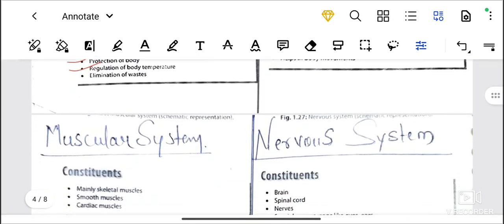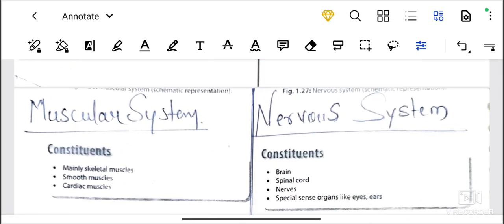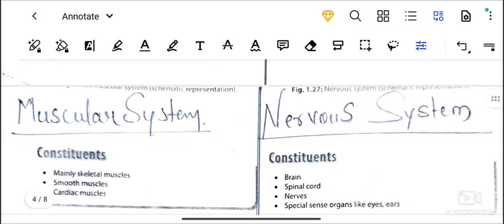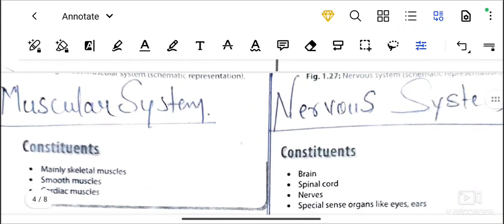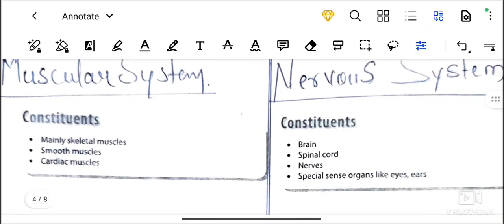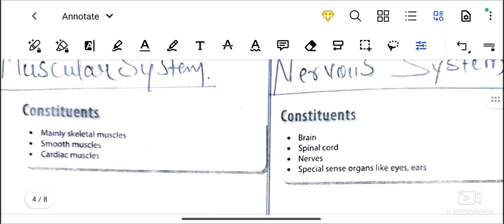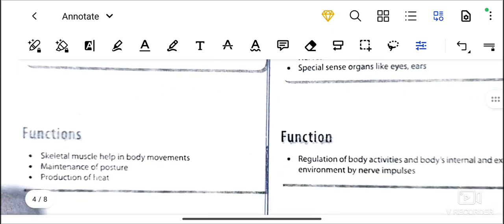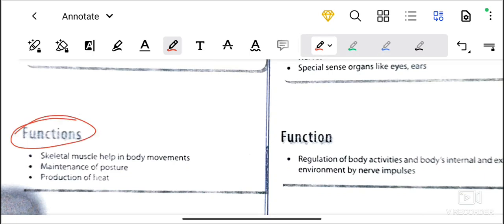The next system is the muscular system. The muscular system mainly contains skeletal muscles, smooth muscles, and cardiac muscles. Cardiac muscles are related to the heart. Then what are the functions? In the functions, we will see that skeletal muscle helps in body movement.